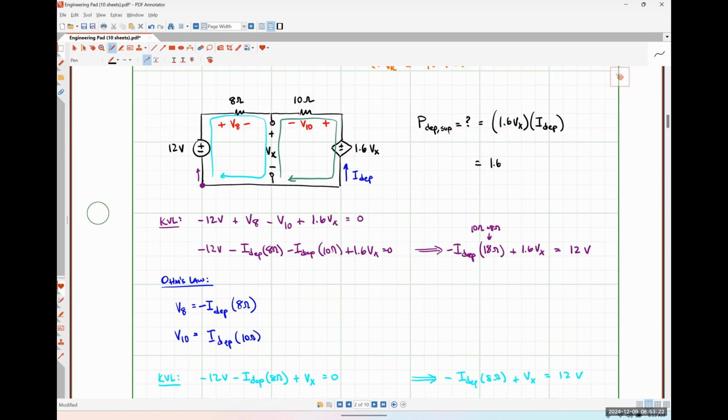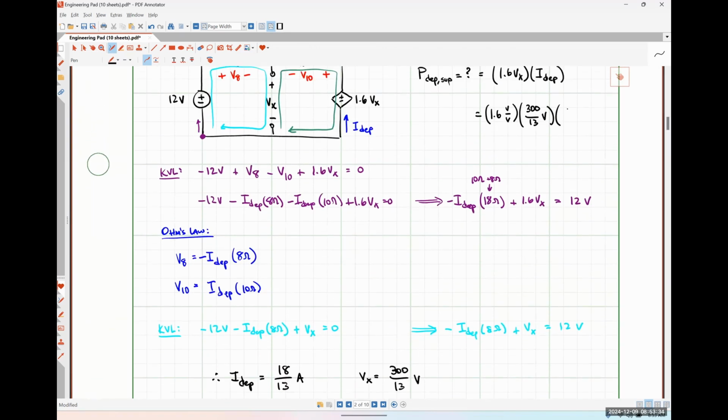Unitless or volts per volt. Sure. So I can just leave it as 1.6 or I can write it as 1.6 volts per volt. The X was 300 over 13. I dependent was 18 over 13 amps.